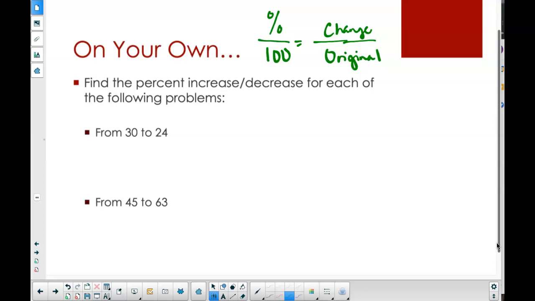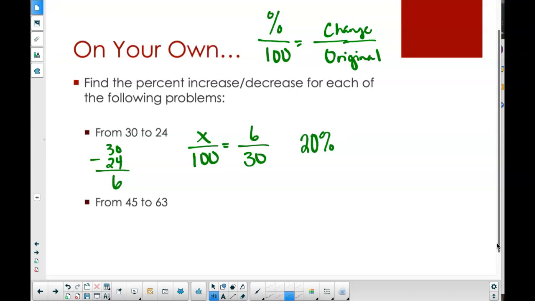Anybody tell me how they set up the first one from 30 to 24? Brinley, go ahead. Do you agree with her? I do. I agree with her. That is correct. Okay. So we don't know the percent. Change: 30 minus 24 is 6. So the change is 6. It started at 30. That was the original amount. So we solve that. 6 times 100 divided by 30. And you should have gotten 20%.